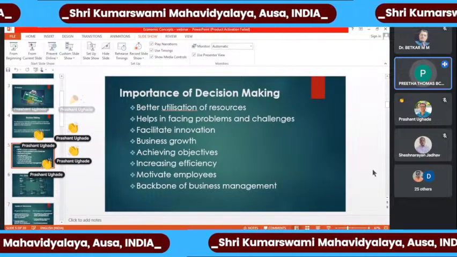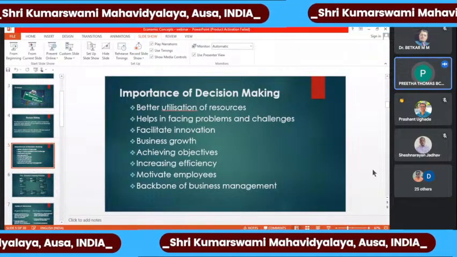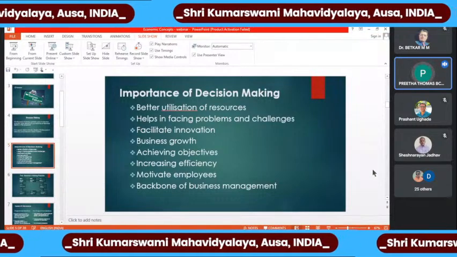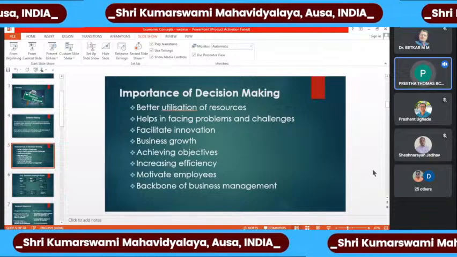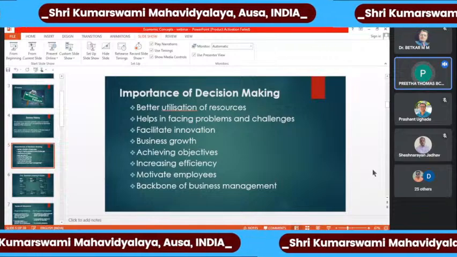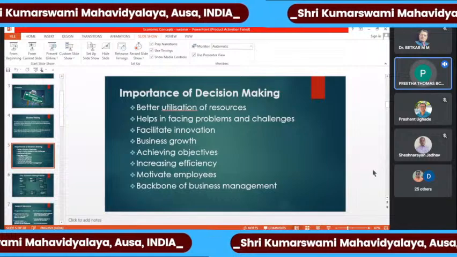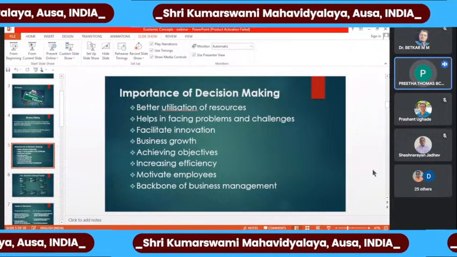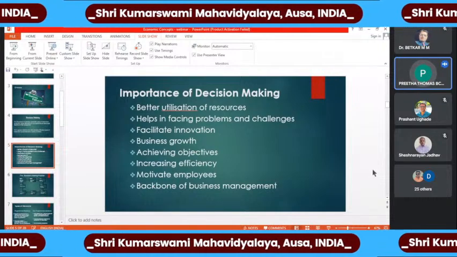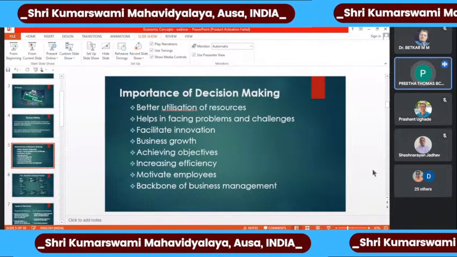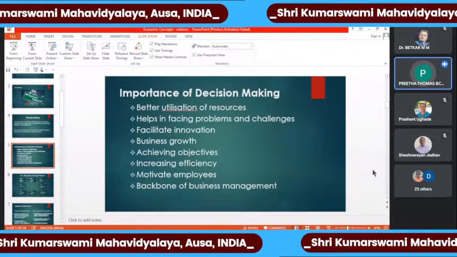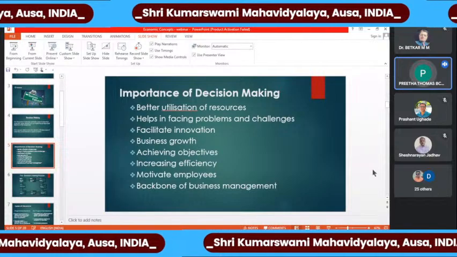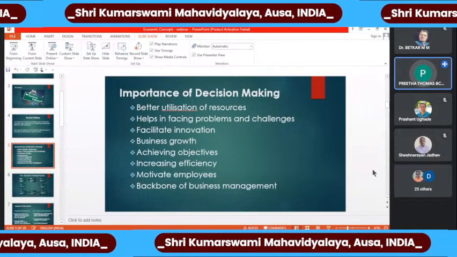The third importance of decision making is to facilitate innovation. If we don't think new, if we go on doing what we were doing for the past so many years, then there is no relevance of decision making, but then there is no innovation also. If we want innovation, which is very, very important to survive in a business, there has to be decision making. Similarly, also for business growth, for achieving objectives, for increasing efficiency.